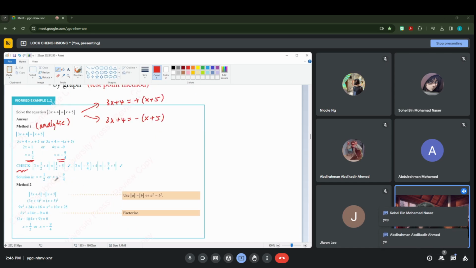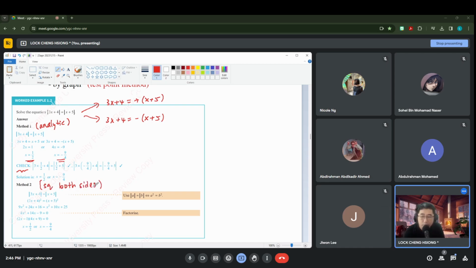This is the square both sides method. It's the same question: modulus of 3x plus 4 equals modulus of x plus 5. As you can see, we square both sides like this. Then we will get a quadratic equation. Factorize, and you will see that you get the same answer.